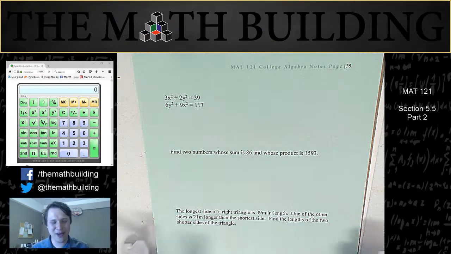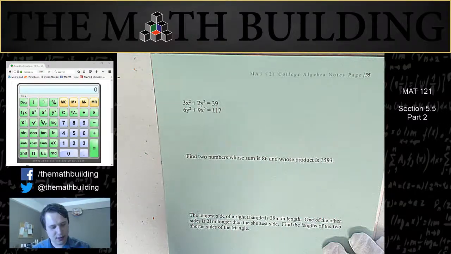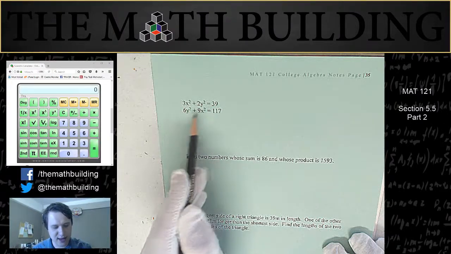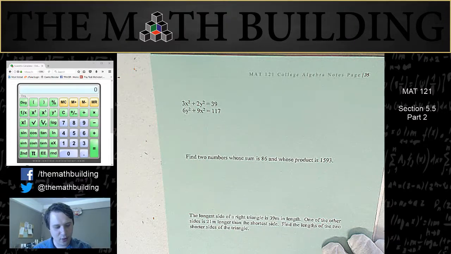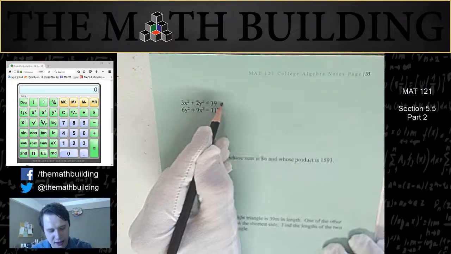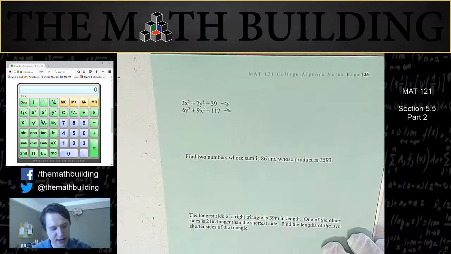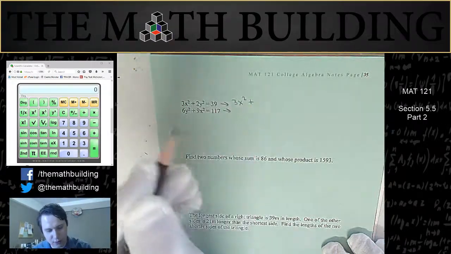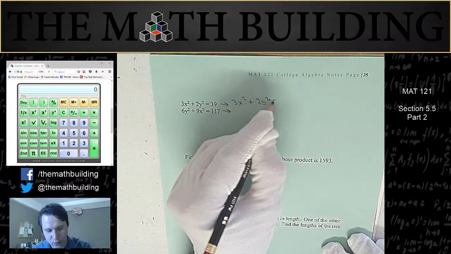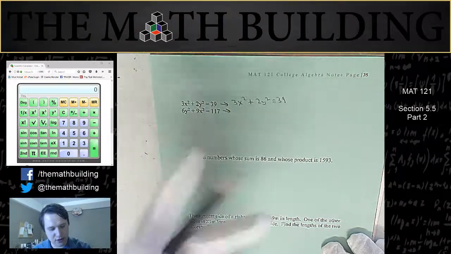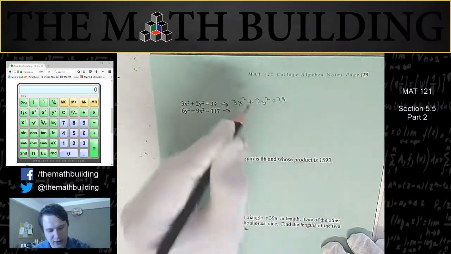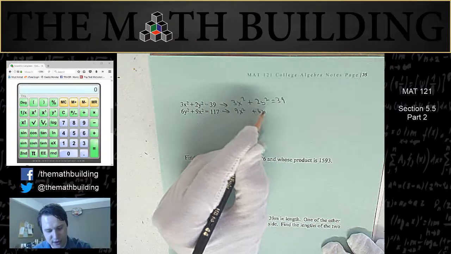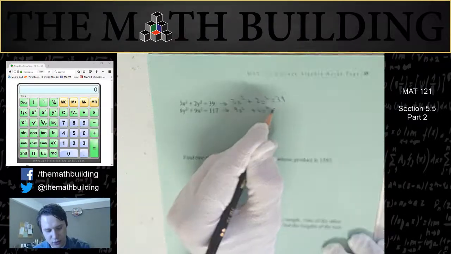Okay, hopefully you paused the video and have an answer, so let's see if you match me. I notice that the x and y's are not lined up. So that's very bad. Hopefully you didn't just jump right in, because we need to make sure that things are lined up. So I'm going to leave the top equation alone: 3x squared plus 2y squared equals 39. And I'm going to swap the x and y terms in the second equation: 9x squared plus 6y squared equals 117.